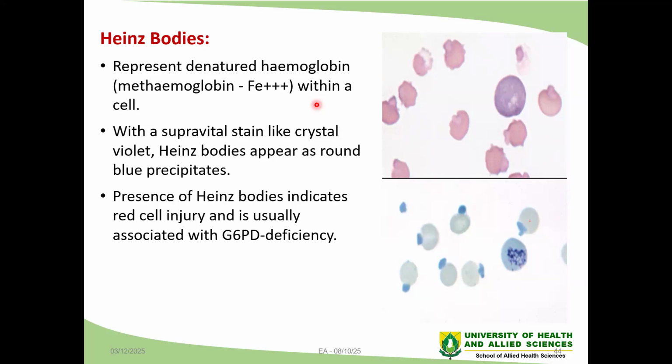All right. Most of the time, we may find these Heinz bodies associated with G6PD deficiency.